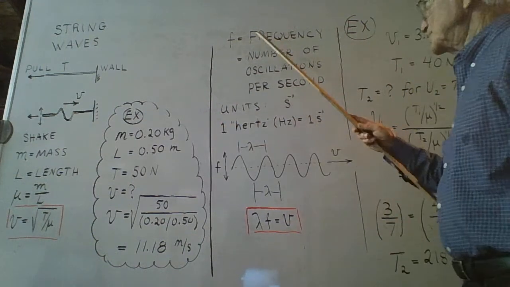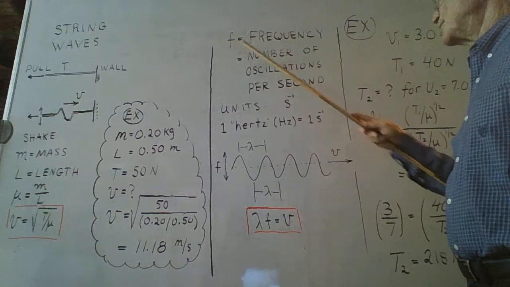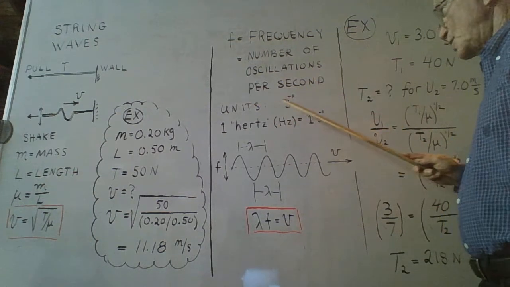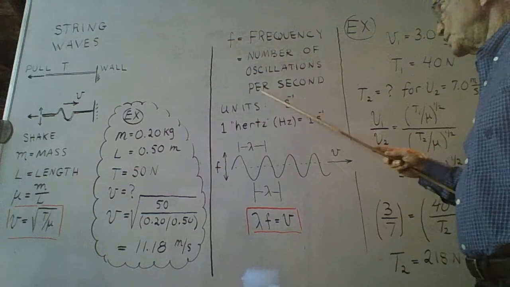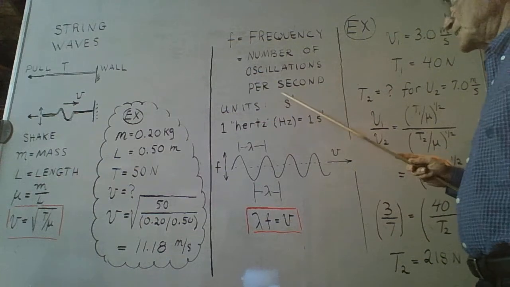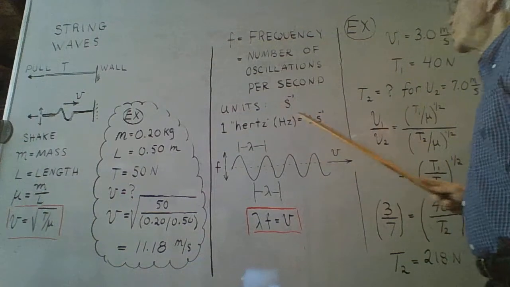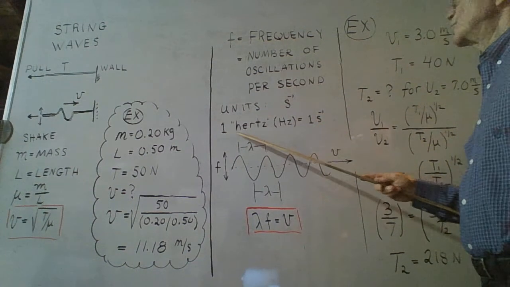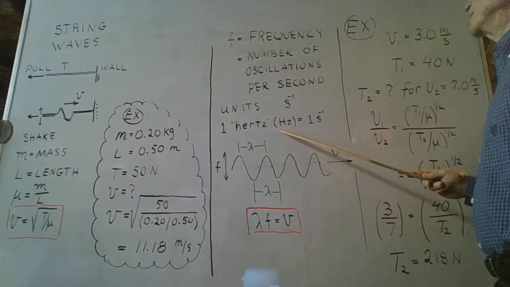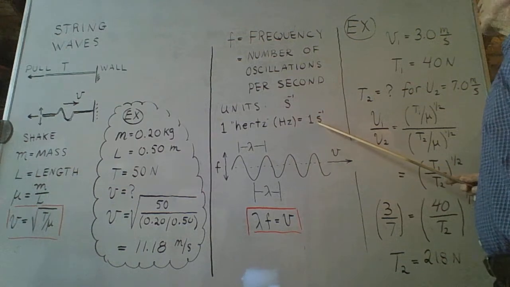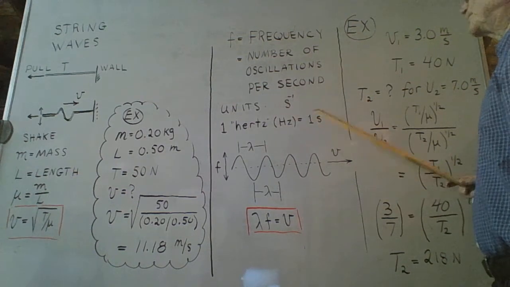The units that are standard international for the frequency of a wave are reciprocal seconds, or per second. But that's not the unit we prefer to use. Instead, we call one reciprocal second a hertz. 1 hertz is what is equivalent to a reciprocal second.